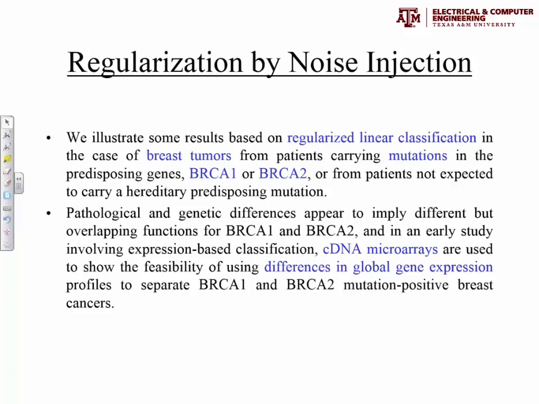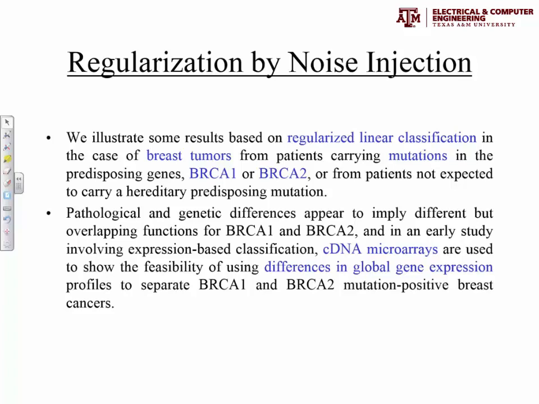So we illustrate some results based on regularized linear classification. In the case of breast tumors from patients carrying mutations in the predisposing genes BRCA1 or BRCA2, or from patients not expected to carry a hereditary predisposing mutation. So you have two classes of patients, right? Some people had mutations in that gene, BRCA1 or BRCA2, and others did not have any mutations, but both developed breast cancer. So can you look at the gene expression and differentiate between the two classes of people, the hereditary versus the ones with the mutations?